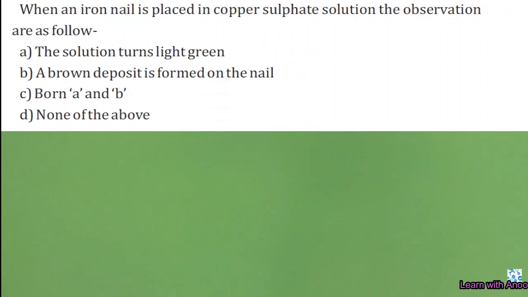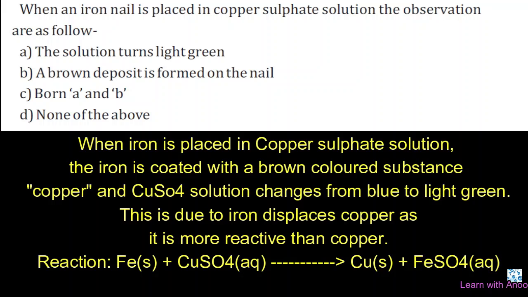Next, when an iron nail is placed in copper sulphate solution, the observations are as follows. A. The solution turns light green, B. A brown deposit is formed on the nail, C. Both A and B, D. None of the above. Answer is C. Both A and B. That is, the solution turns light green and a brown deposit is formed on the nail.